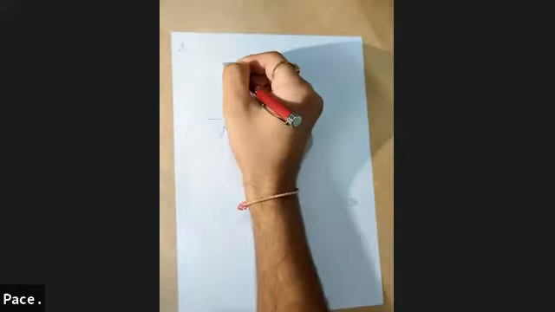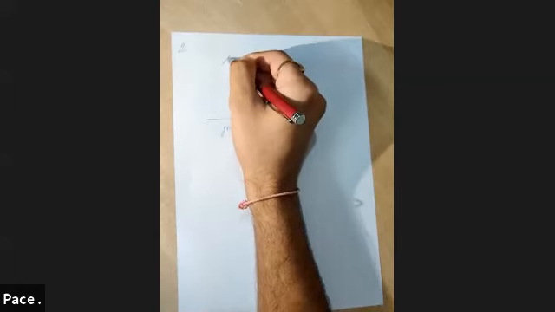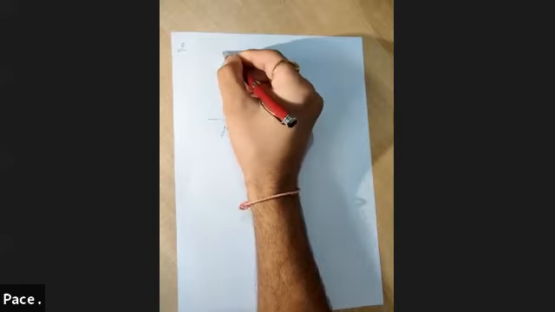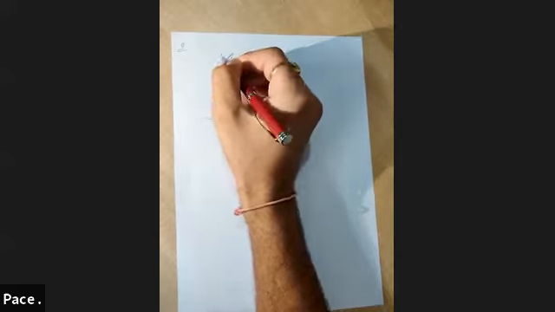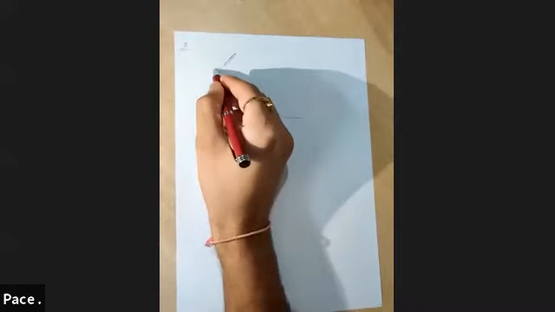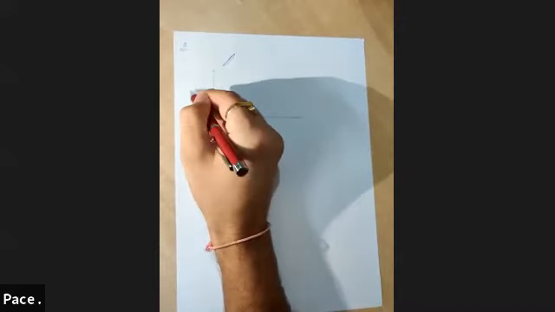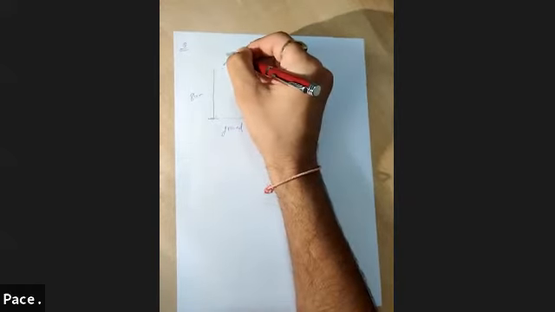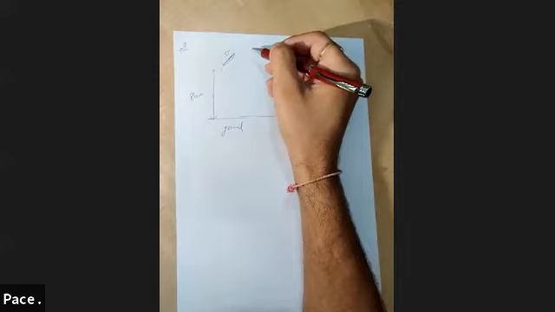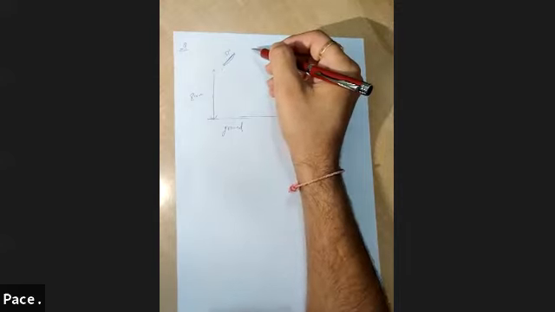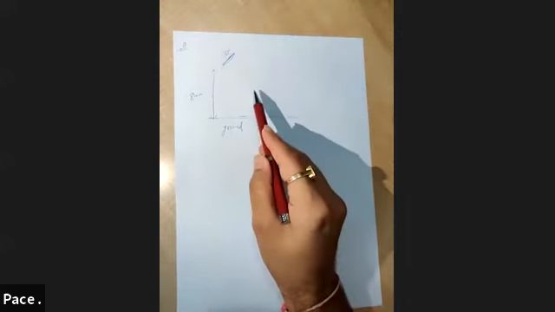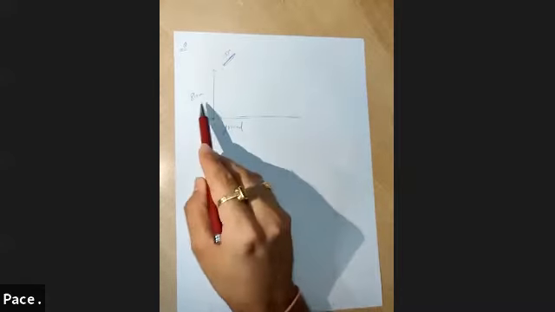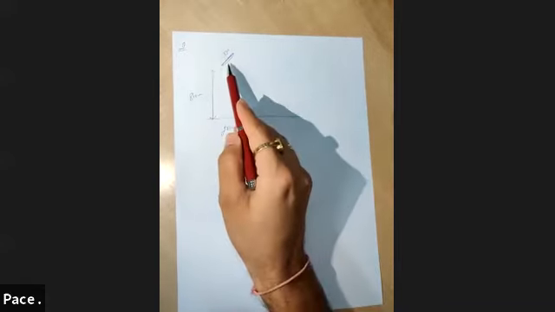If this is the ground, the bomber is flying. This one is the bomber. It's flying at an altitude of 800 meter, making an angle of 53 degree with vertical. It releases a bomb at 800 altitude. When it is at a height of 800 meter from the ground, this bomber releases a bomb.